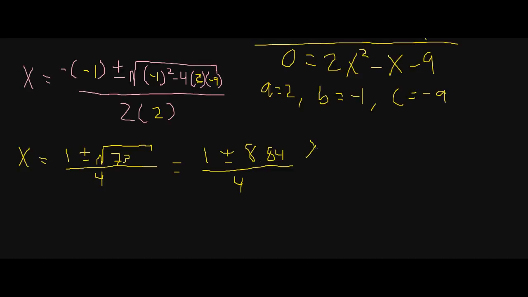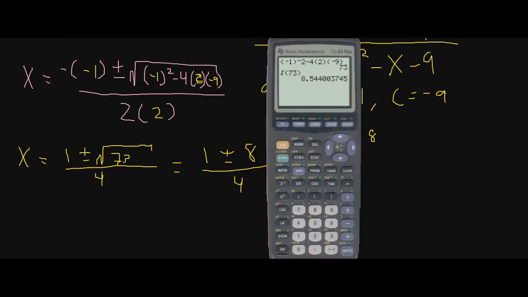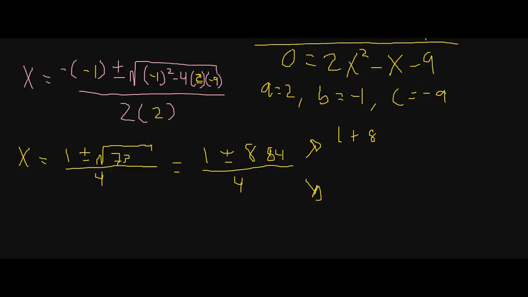Okay? Now I'll just break it up into two equations, right? We're going to get 1 plus 8. Was it 8.4? It was 5.4. What was I thinking over here? This should be a 5.4. Okay? 8.54 all divided by 4. And over here we're going to get 1 minus 8.54 all divided by 4. Right?